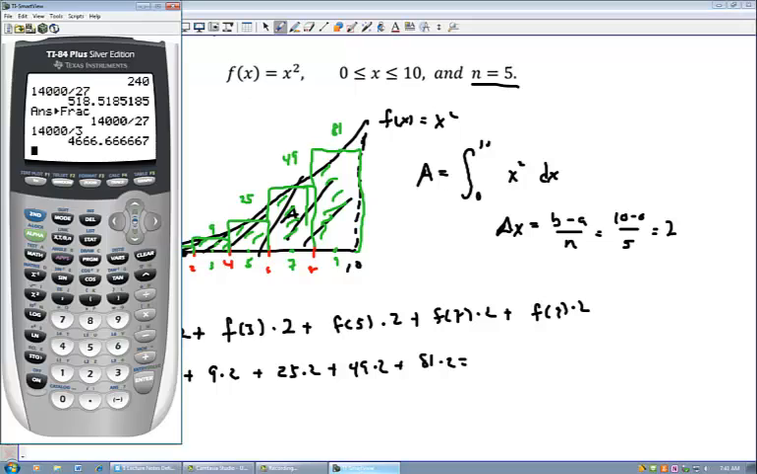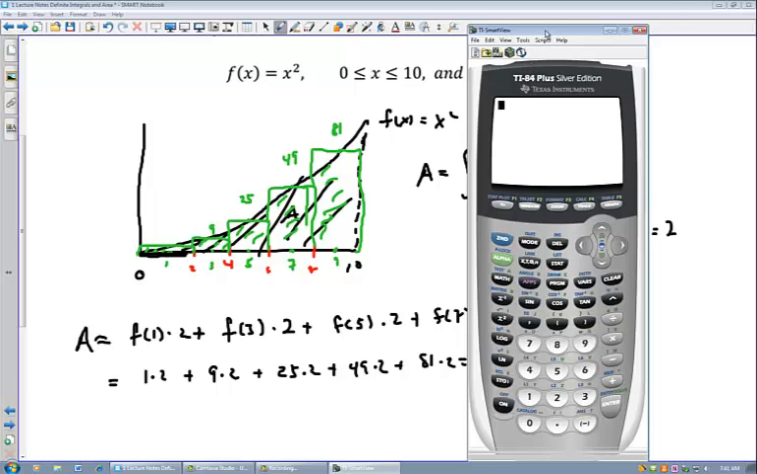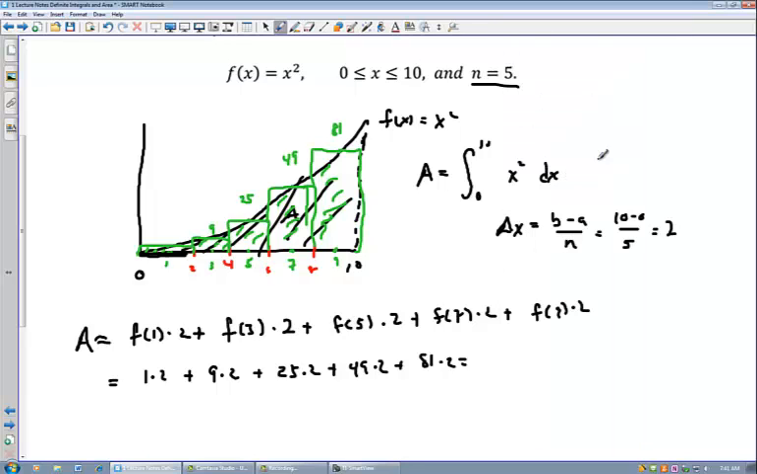And I'll use my calculator to crunch this number. So how do I get this? Well, I just usually add these up. So there's 1, 9, 25. So 1 plus 9 plus 25 plus 49 plus 81. So I should have 5 numbers there. And I'm multiplying all by 2. So I just add them up and multiply everything by 2. And I get my answer of 330 units squared. Perfect. All right, so 330 units squared.